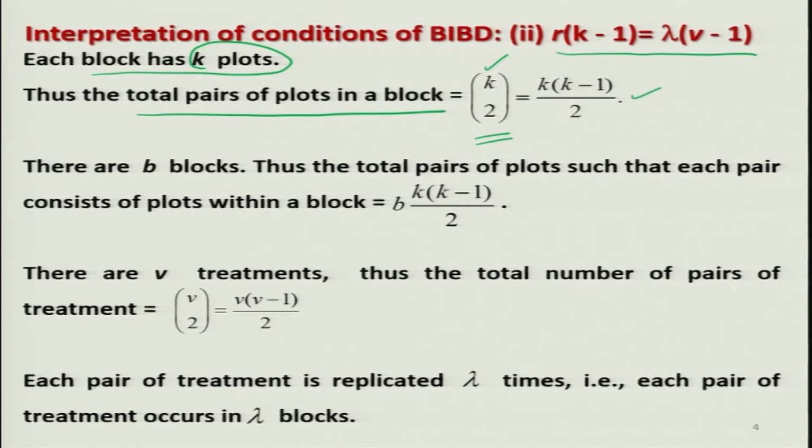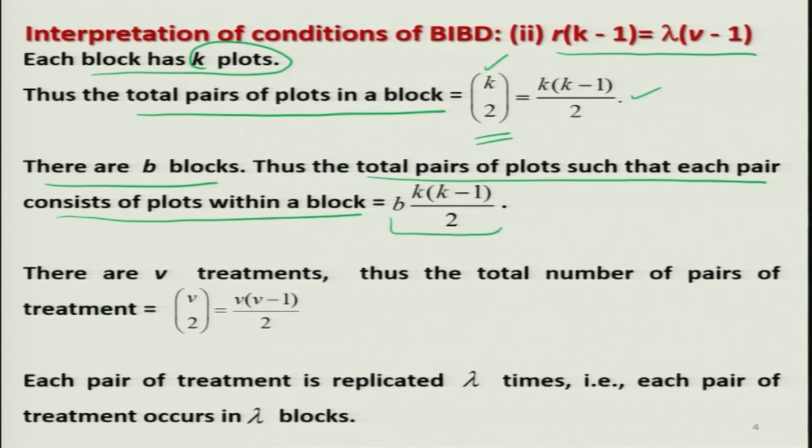And now, if you try to see how many blocks there are, there are B blocks. So, the total pairs of plots such that each pair consists of plots within a block will become B into k choose 2, which is B into k into k minus 1 upon 2, right. So, this is the first statement.